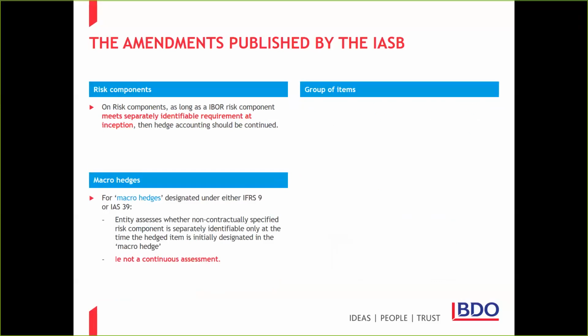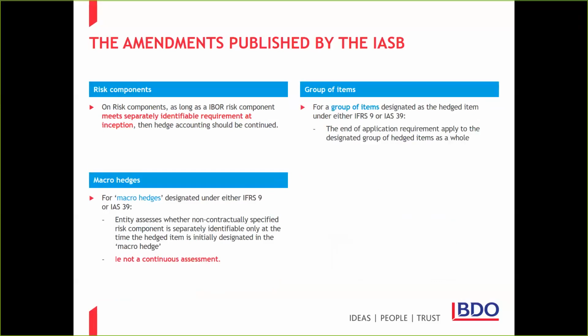On groups of hedged items, under IAS 39 and IFRS 9, the amendments are required to be applied to the group of hedged items as a whole. That is, one does not start splitting the group of hedged items and the associated derivatives for parts of the group. Again, it is an assessment at the beginning of the hedge accounting relationship.